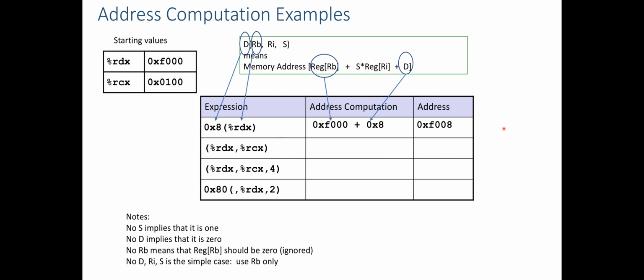Okay, so now let's look at these other examples to see how this is working. So in the next case, what do we have? We have an RB, and we have an RI, but we don't have an S. And so we're going to have S be implied as 1 here. We don't have a displacement either. So we're going to take what's in RDX, and we're simply going to add what's in the register RI, which happens to be what's in RCX.